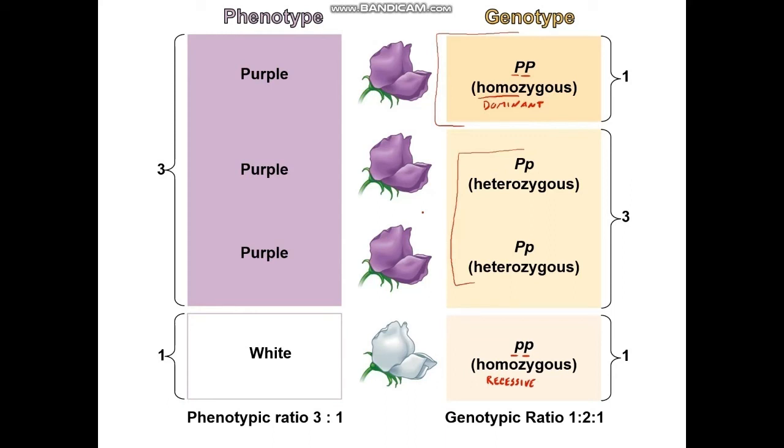So, we have, this slide is wrong. We have 2 different ways to make heterozygotes, 1 homozygous dominant and 1 homozygous recessive, giving us a genotypic ratio of 1 to 2 to 1. For phenotypes, we have 3 purple flowers and 1 white flower, so the phenotypic ratio is 3 to 1.